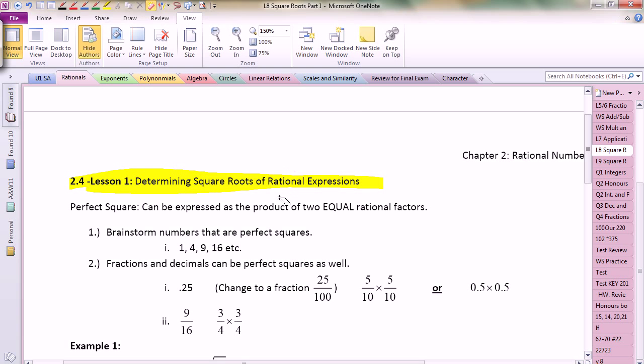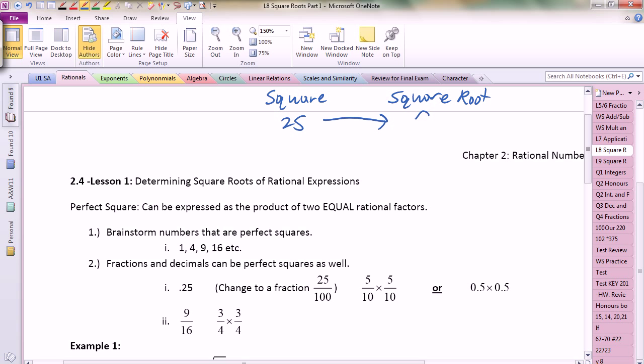So, what we're looking at is squares and square roots. If we have a square that is 25, you guys can tell me what the square root is, I bet. And you all jump out of your seats. The square root is 5.